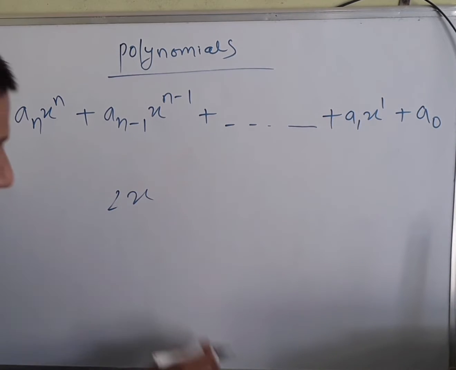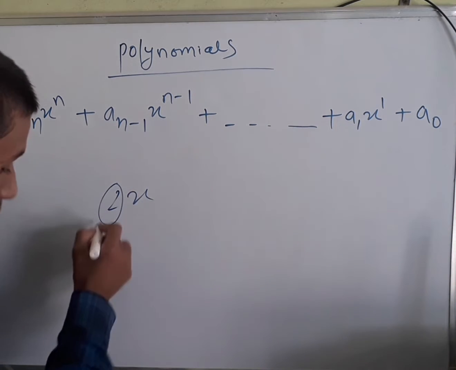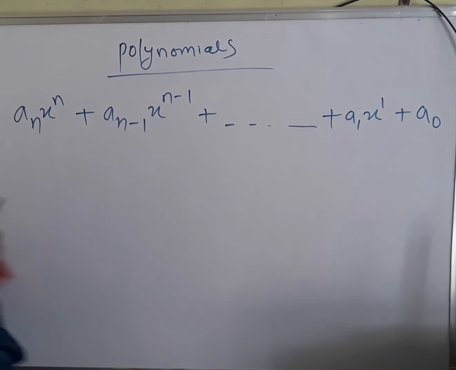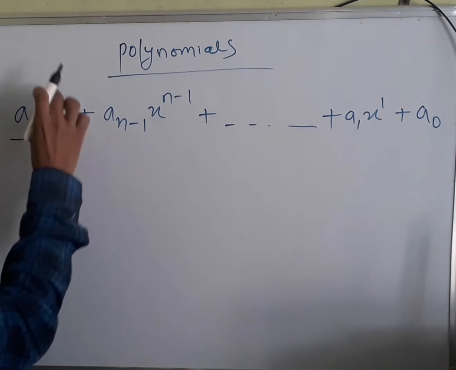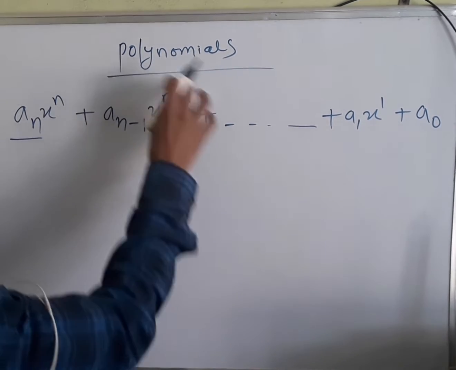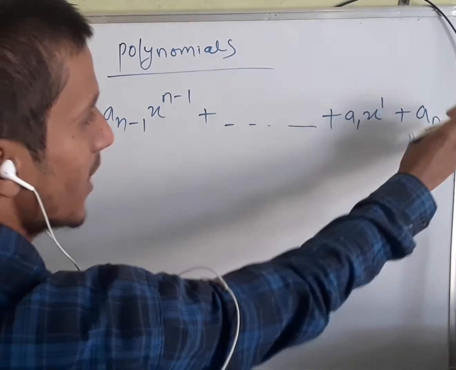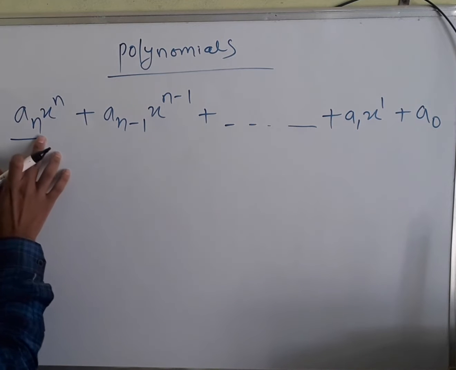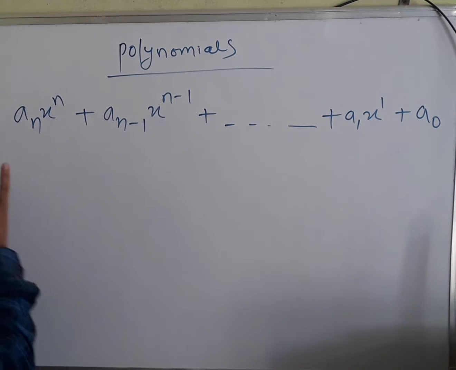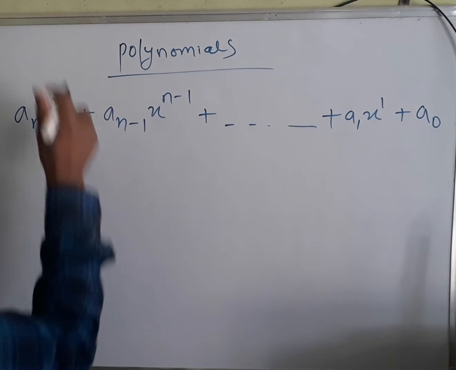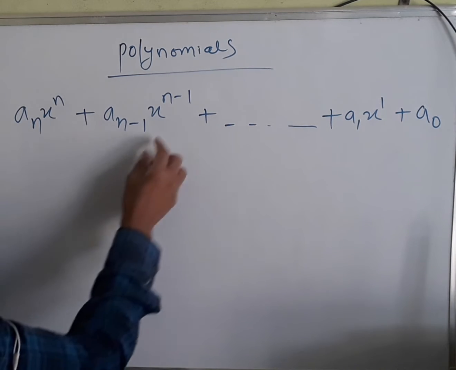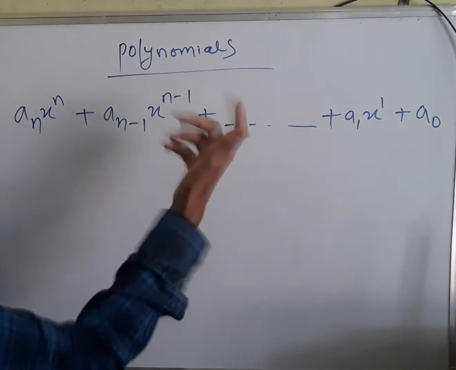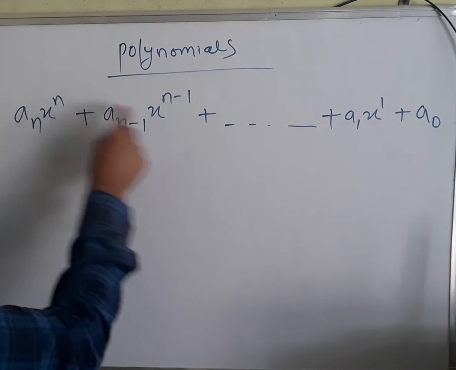In 2x, the x part is the variable, and the number part is known as the coefficient. So there is a coefficient part and a variable part, and finally there is only a number, a constant. This is our nth power, x to the power n. This is x to the power n minus 1.